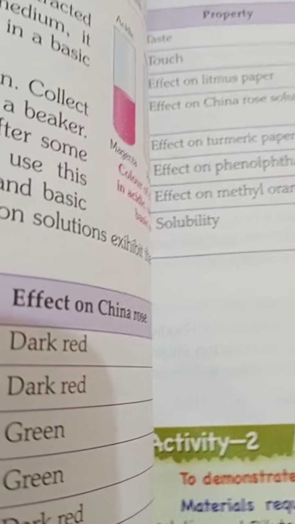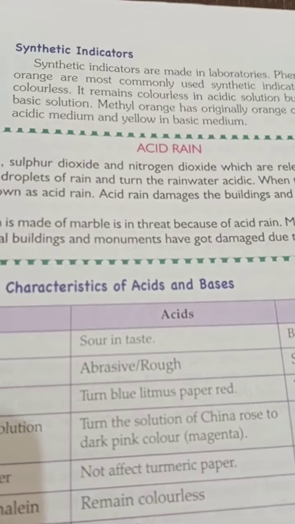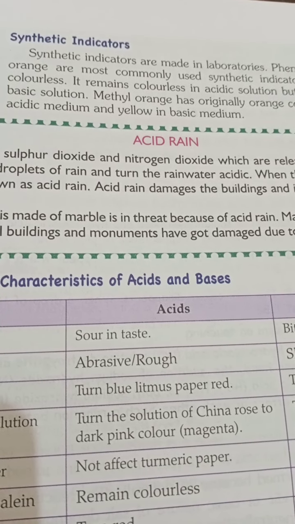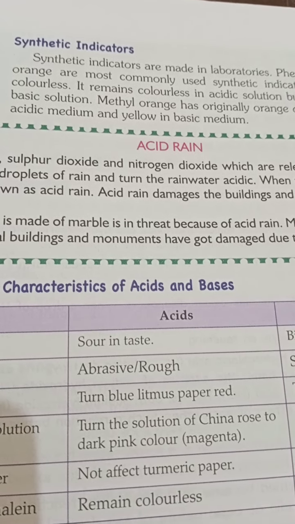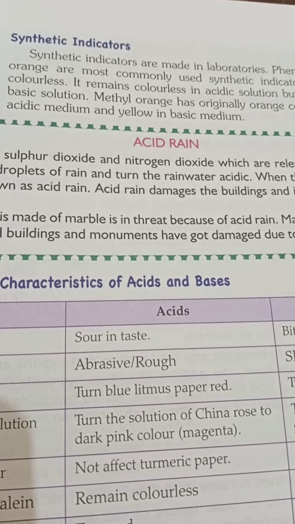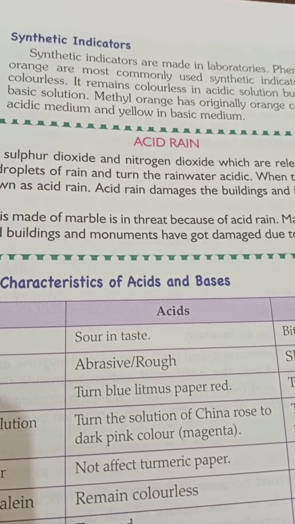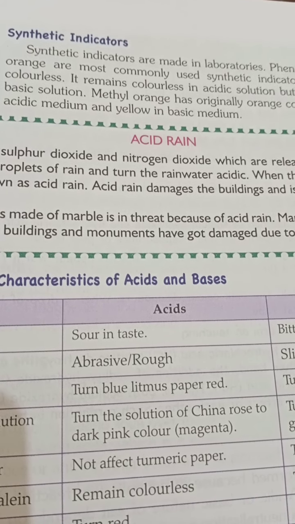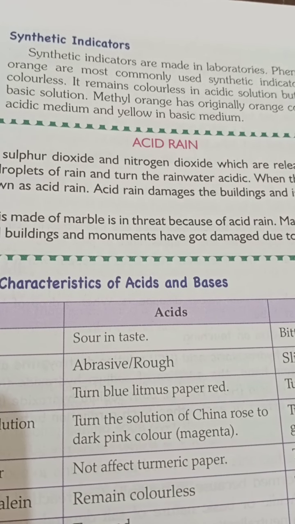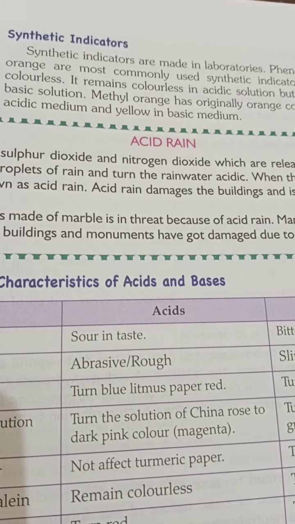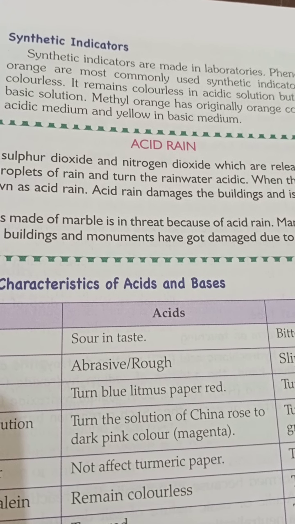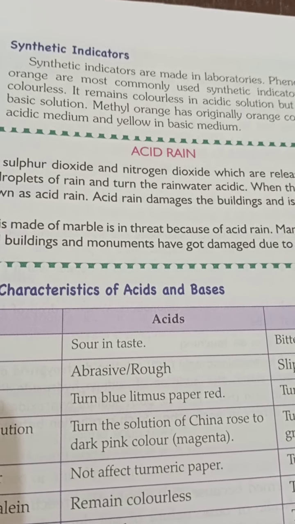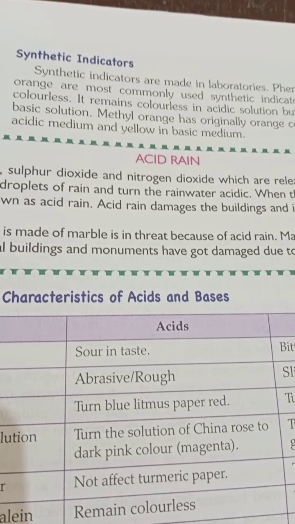Synthetic indicators are prepared in the laboratory. Phenolphthalein and methyl orange are the most commonly used synthetic indicators. They are used to detect acid and base. Phenolphthalein is colorless. It remains colorless in acidic solution but imparts a pink color in basic solution. Methyl orange is originally orange in color. It turns red in acidic medium and yellow in basic medium.